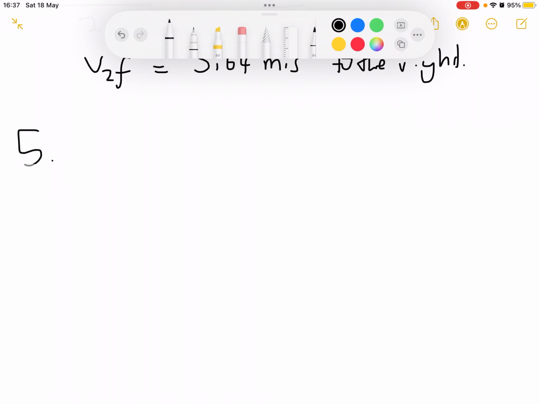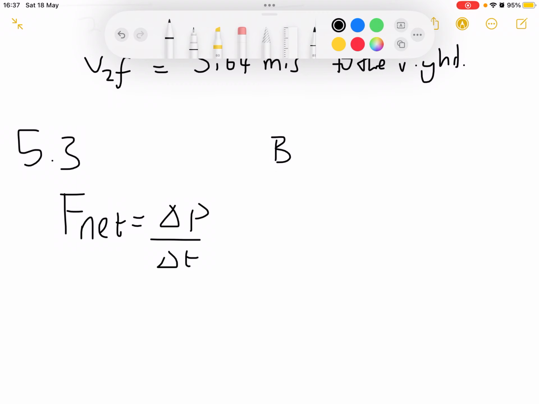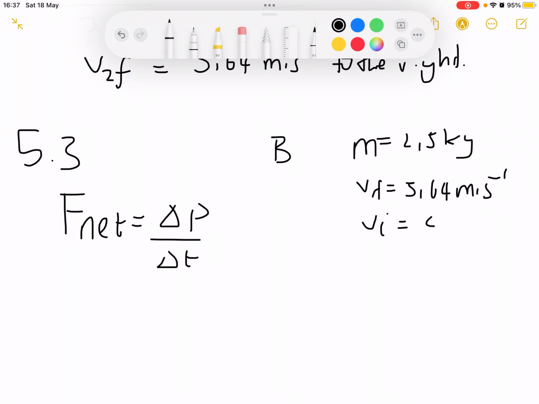So in 5.3, you're looking at the net force, which is given by change in momentum over change in time. Now it's either use information for B or information for A. I'm going to start with using information for B. Now for B, the mass is 2.5 kilograms. Velocity final is the one we calculated as 5.64 meters per second. Initially, this was a 0.